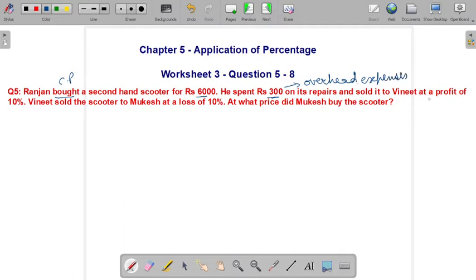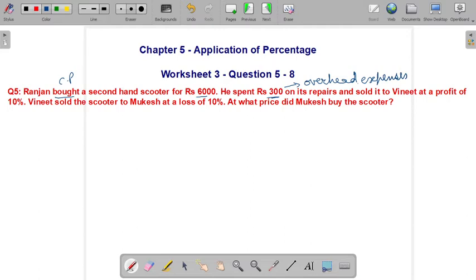And sold it to Vineet at a profit of 10%. Vineet sold the scooter to Mukesh at a loss of 10%. At what price did Mukesh buy the scooter? Means we have to find out the cost price at which Mukesh bought it. Okay, now let's go for the question.